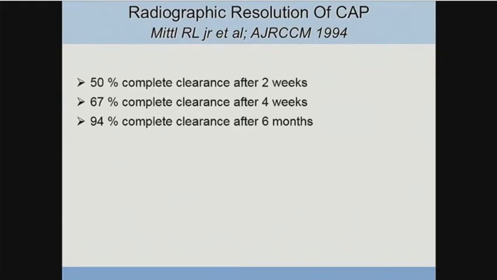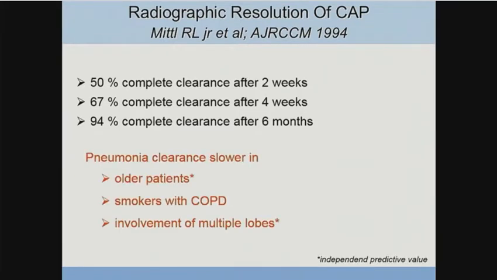What this study demonstrated is that 50% of patients have complete clearance of the pneumonia after 2 weeks, 2/3 have complete clearance after 4 weeks, but for almost 1/3 of patients it takes another 5 months until the abnormality is completely cleared. Those are patients who are older, smokers with COPD, and patients who have involvement of multiple lobes, so with severe pneumonia. So it clearly depends on the patient how fast an abnormality resolves.